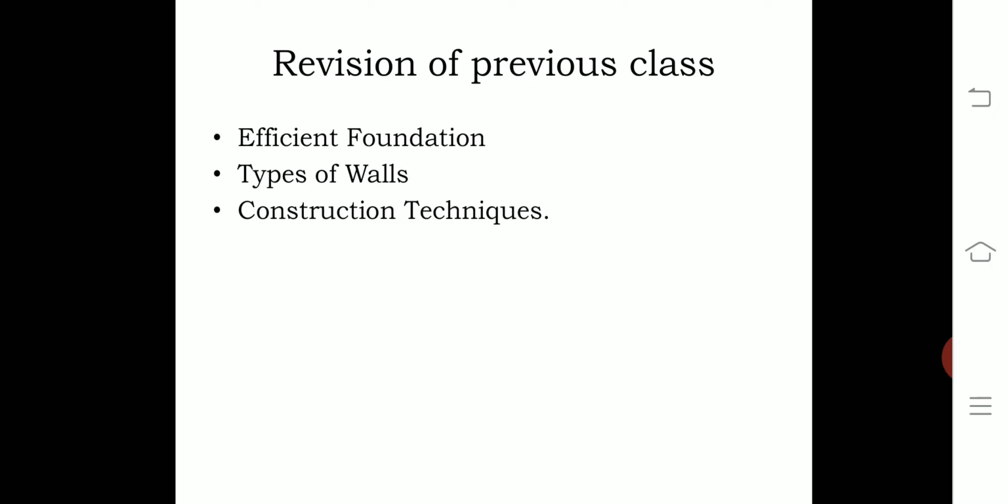In the previous class we have discussed efficient foundations, types of walls, and construction techniques. In efficient foundations, we discussed the use of stones, which was quite common in South India for foundations of walls. The modern practice of using cement mortar makes the foundation rather expensive. Traditionally, even two-storied buildings have been built on stone and mud mortar foundations. The stress level in the foundation is generally so low that even mud mortars should suffice. So this was about efficient foundation.